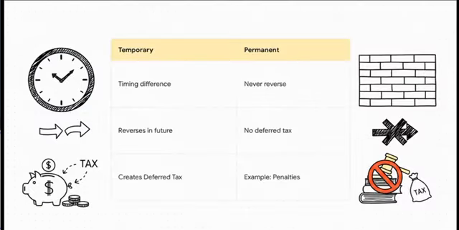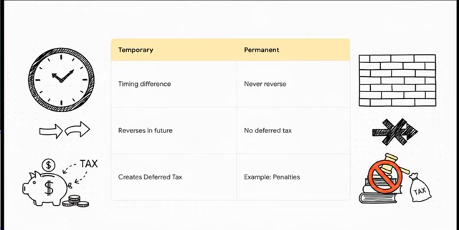So the crucial point here is categorizing these differences. They basically fall into two buckets: temporary and permanent. Temporary differences are purely a matter of timing. A mismatch happens today, but it completely reverses in the future. This right here is what creates deferred taxes.